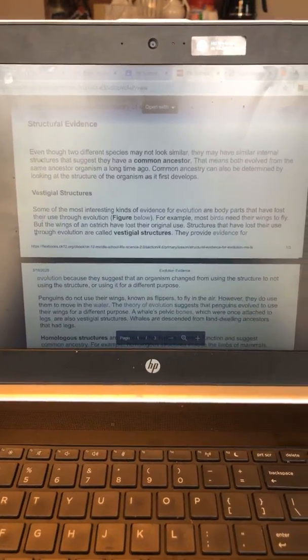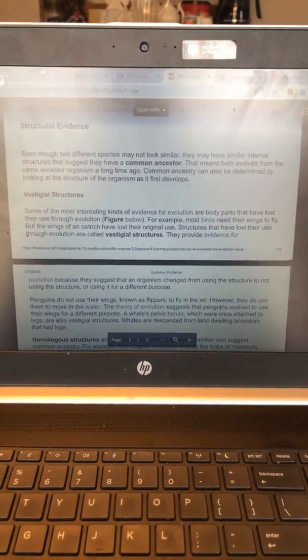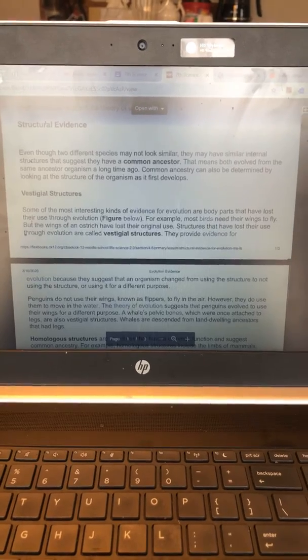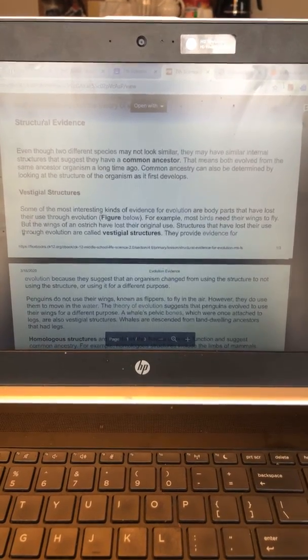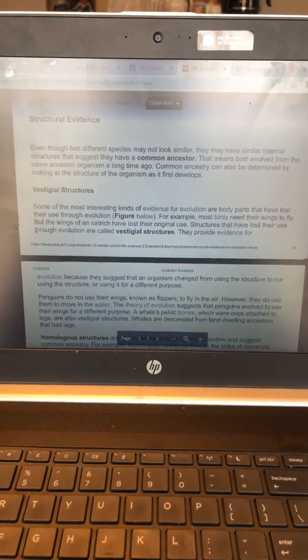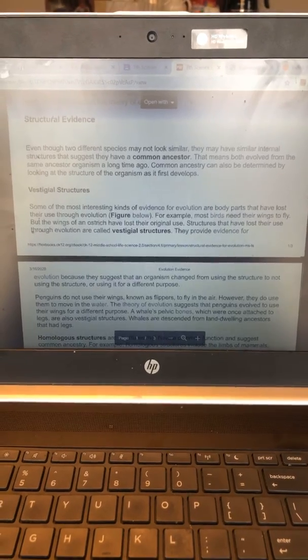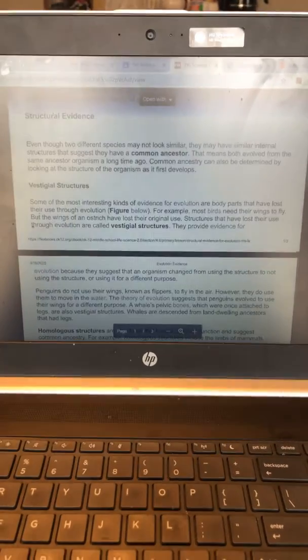Structural evolution. Even though two different species may not look similar, they may have similar internal structures that suggest they have a common ancestor. That means both evolved from the same ancestor organism a long time ago. Common ancestry can also be determined by looking at the structure of the organism as it first develops.